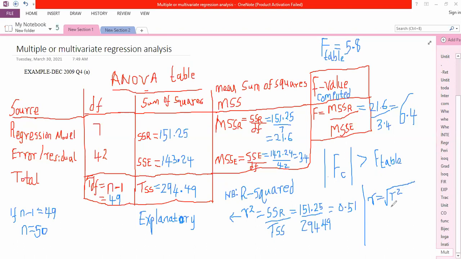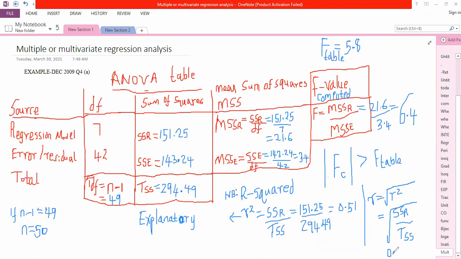And to find that, we consider the sum of squares due to the regression model. We divide this by the total sum of squares, and we find the square root of that result. That will give us our small r. For example, if our R squared is 0.51, the square root of that would give us 0.72.